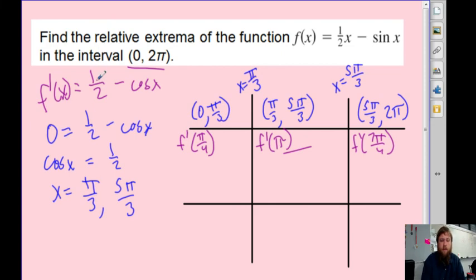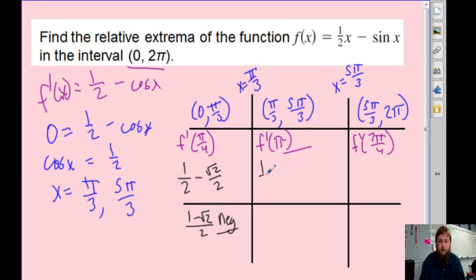If you're plugging in pi over 4 here, you get 1/2 minus cosine of pi over 4. So cosine of pi over 4, what's that? Cosine of pi over 4 is going to be square root of 2 over 2. Okay, and what is that going to be? Well, 1 minus square root of 2 over 2. Square root of 2 is bigger than 1. It doesn't really simplify, but I know this number is negative. Okay, that has to be a negative number. Plug it into the calculator to verify.